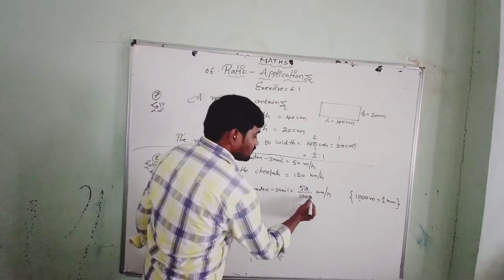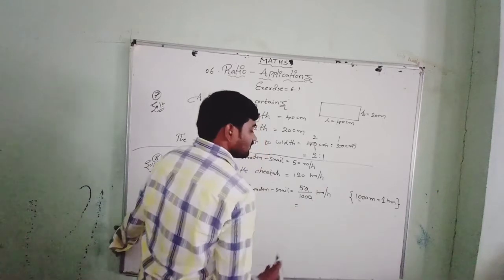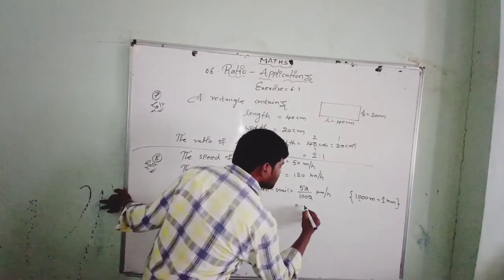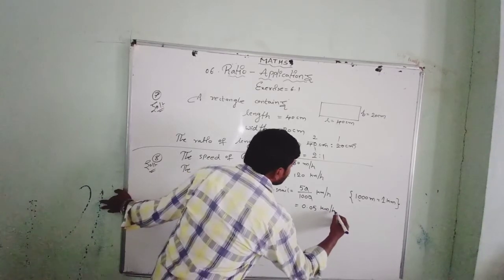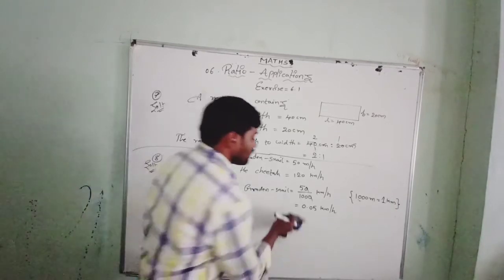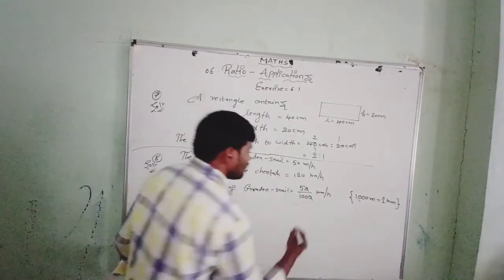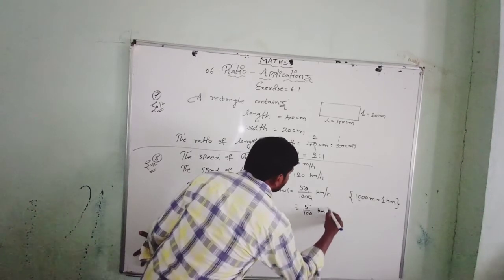See now, the zeros get cancelled. That is 5 by 100. 5 by 100 is nothing but 0.05 kilometer per hour. Or we can keep the same thing, that will be equal to 5 by 100 kilometer per hour.